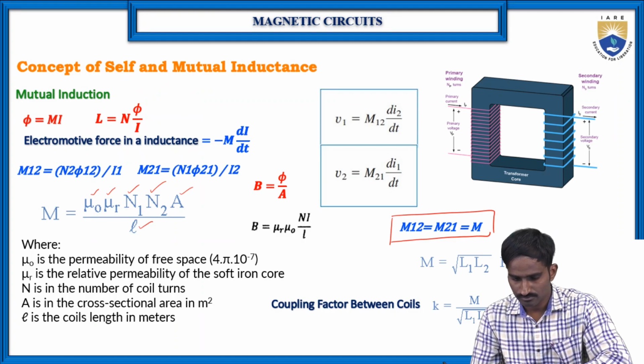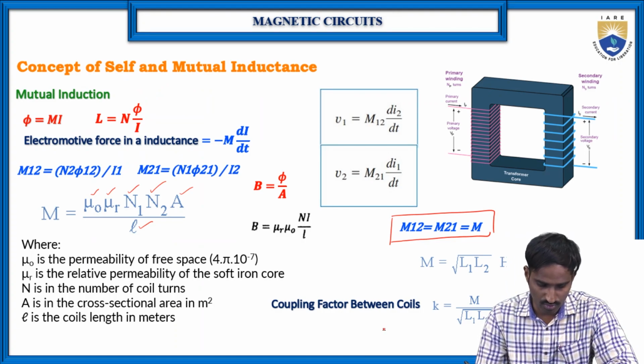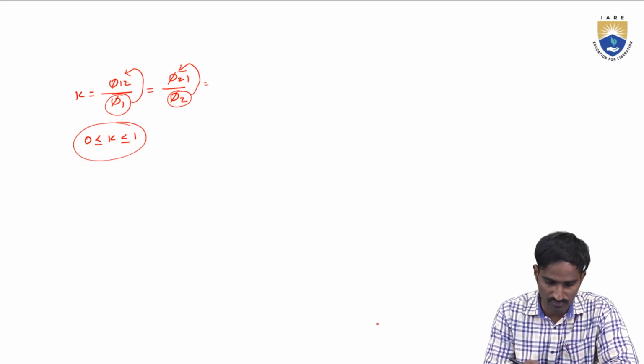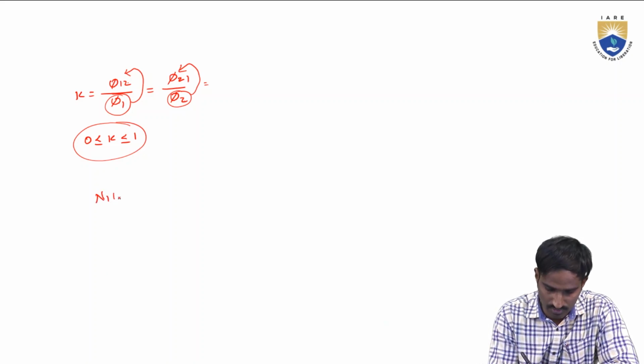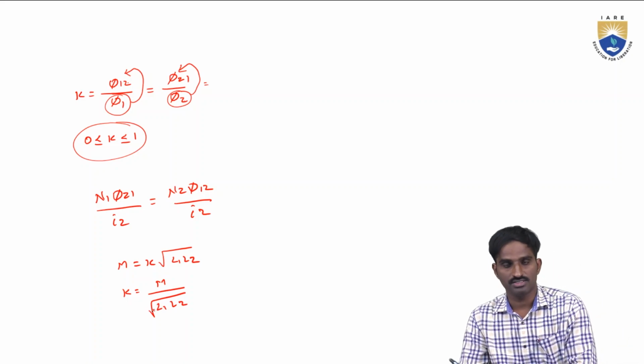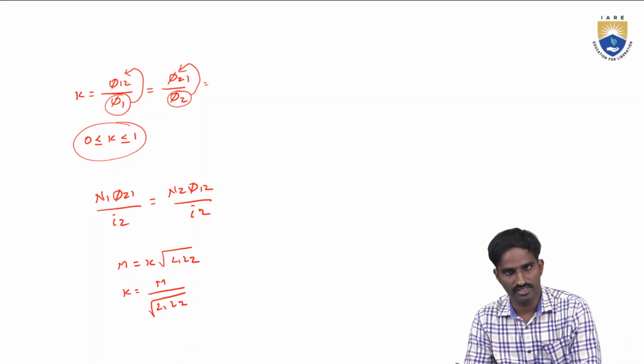And then of course we can derive this coefficient of coupling. Before that we have seen N1 into phi 2 1 by I2, which is equal to N2 into phi 1 2 by I2. If you simplify this, you will get M is equal to K into square root of L1 L2, or the coefficient of coupling K is equal to the mutual inductance M by square root of L1 and L2. Here L1 is the self-inductance of coil 1 and L2 is the self-inductance of coil 2.